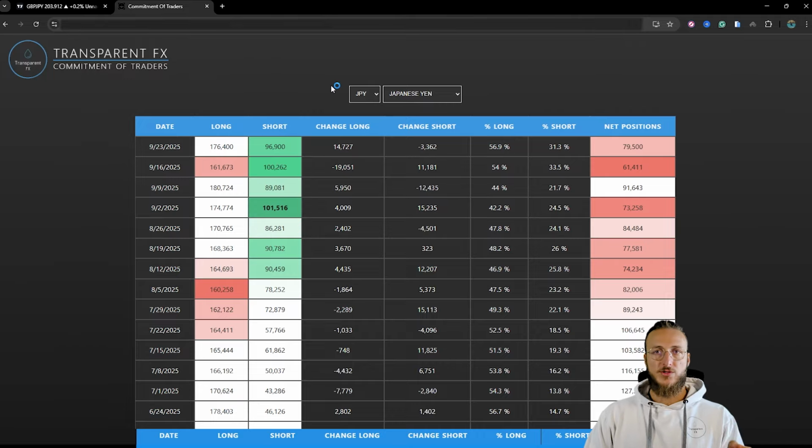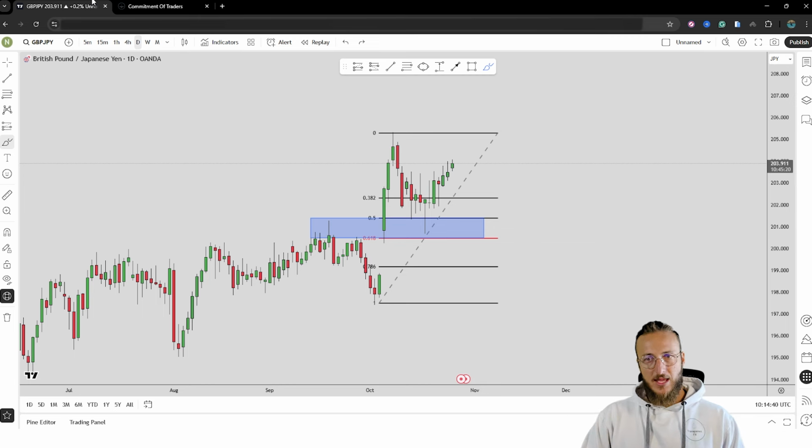So institutions are adding longs on the GBP and adding shorts on the JPY. So they're making GBP stronger, JPY weaker, which means that they're making GBPJPY stronger. Because obviously, in order for GBPJPY to go higher, you want a strong GBP and you want a weak JPY. So let's keep that in mind and move back to the chart.